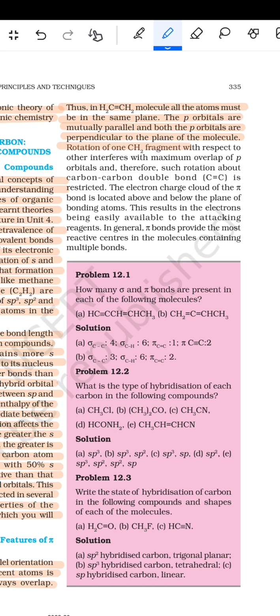Rotation of one C2 fragment with respect to the other interferes with the maximum overlap of the p orbitals, and therefore such rotation about the carbon-carbon double bond is restricted. The electron charge cloud of the pi bond is located above and below the plane of the bonding atoms. This results in the electrons being easily available to attacking reagents. In general, pi bonds provide the most reactive centers in molecules containing multiple bonds.